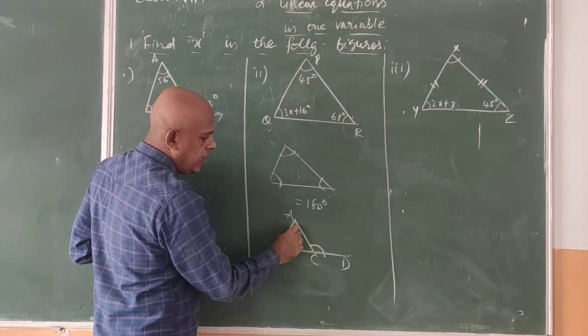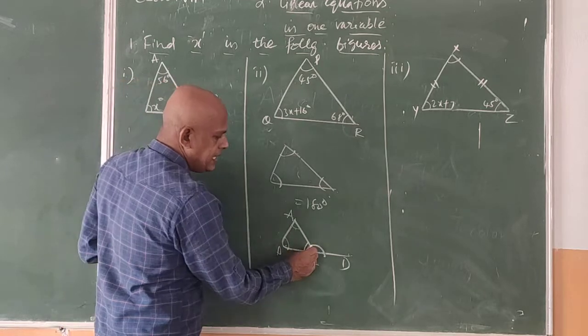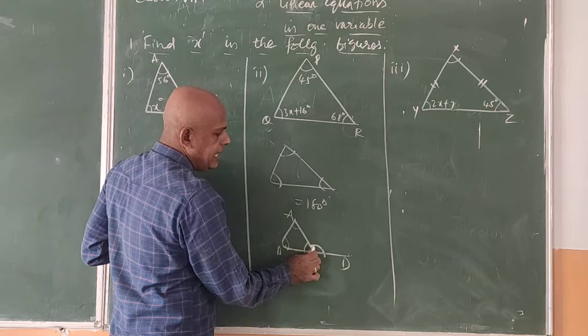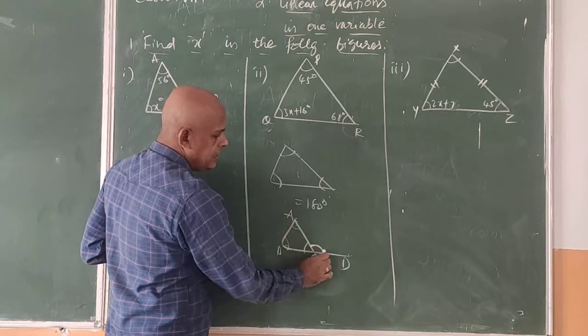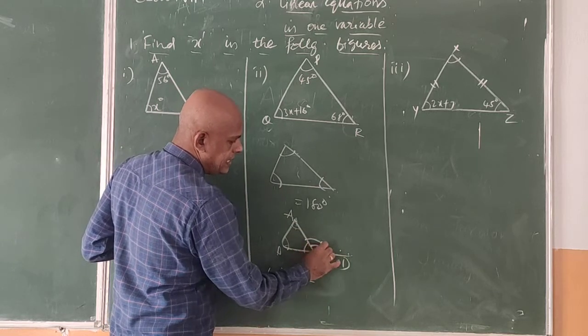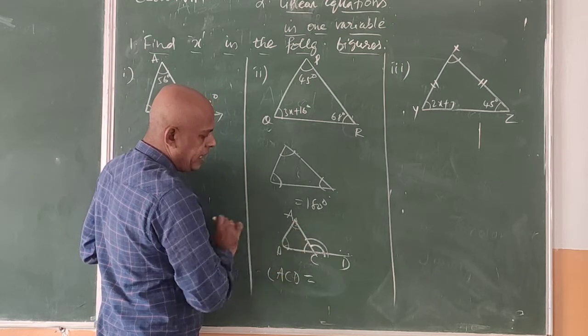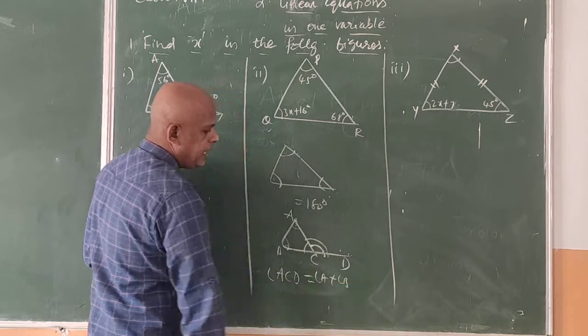Now it is 1, 2, 3. These are the three interior angles. And this is the exterior angle. Angle ACD is the exterior angle. Angle ACD is equal to the sum of two interior opposite angles, that is angle A plus angle B.